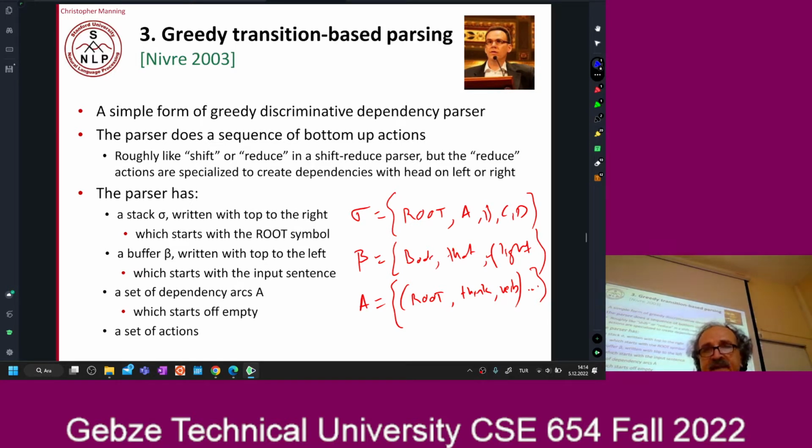Okay, I think it was developed in the 1990s. Later they updated it in the 2000s or something, to make it even simpler. A parser has a stack sigma, a buffer beta, and a set of dependency arcs A. Beta is my buffer. It holds the original sentence, "Book that flight", for example.